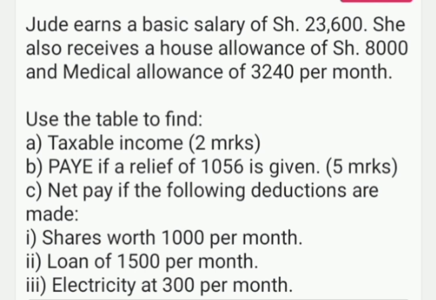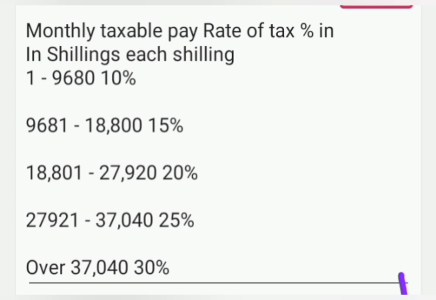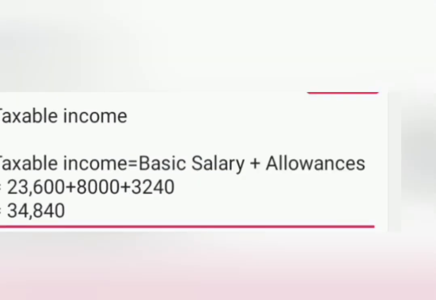So you're given the table which has monthly taxable pay in shillings, rate of tax percentage in each shilling, and then we have the various tax bands. Of course, they are 1, 2, 3, 4, 5, and the various percentages. So we can cover Part A. We find the taxable income.